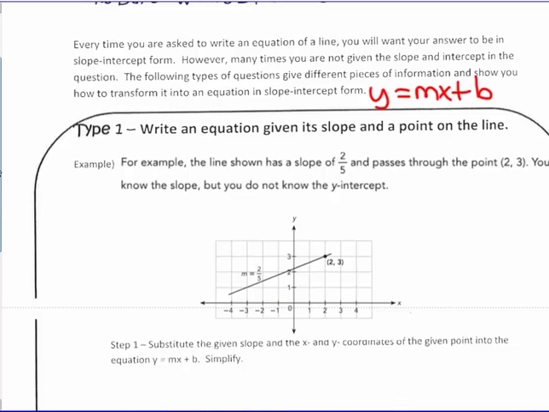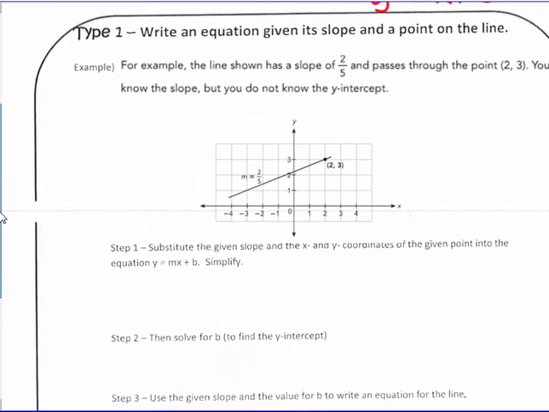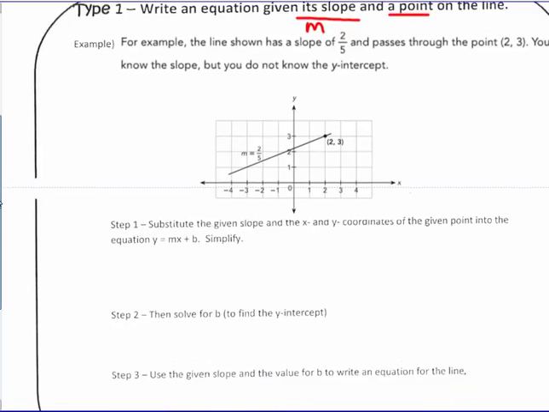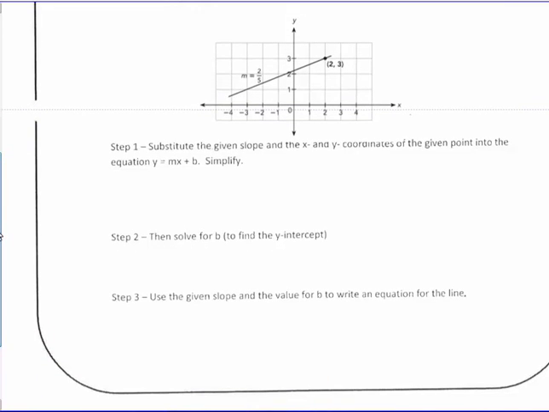Okay, so the first type that you're going to see, write an equation given its slope, so we are given the slope m, and a point on the line. For example, the line shown below has a slope of 2/5 and passes through the point (2, 3). You know the slope, but you don't know the y-intercept. So how could you figure this out?